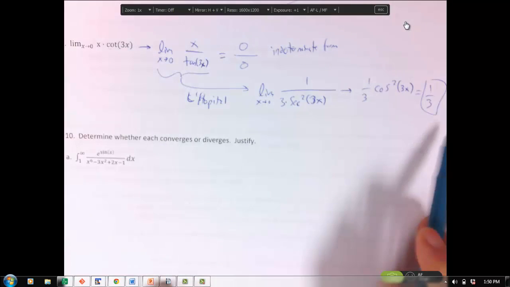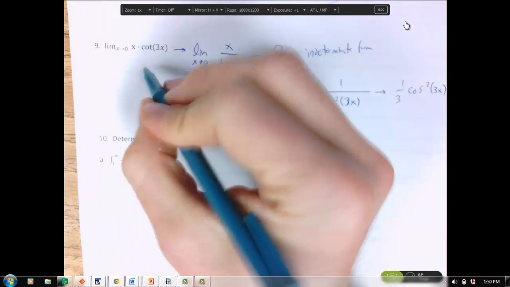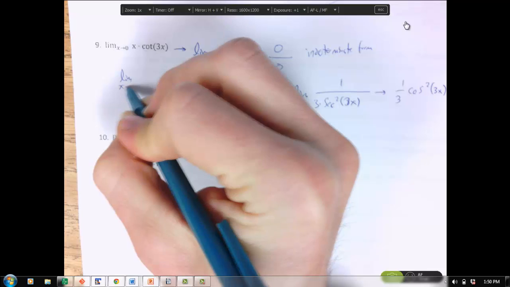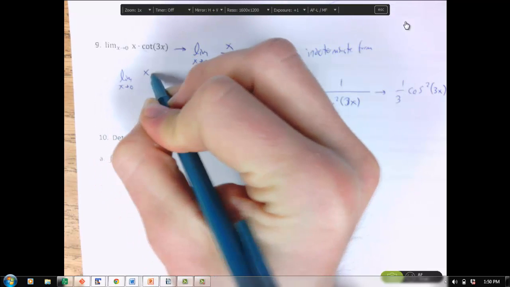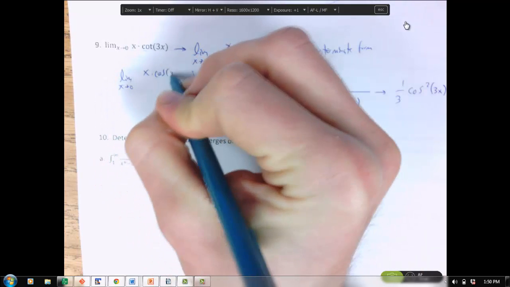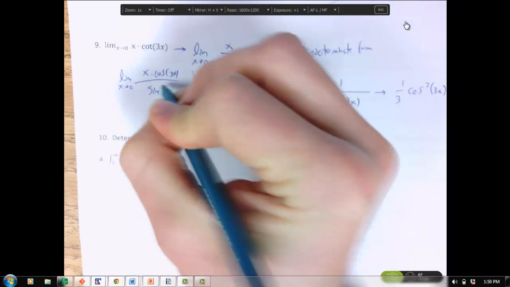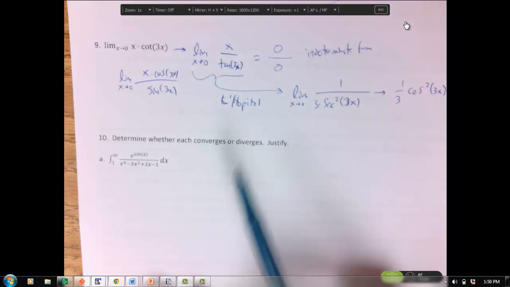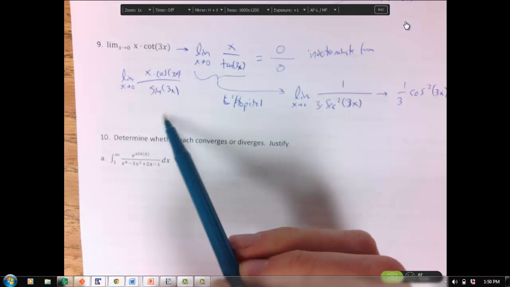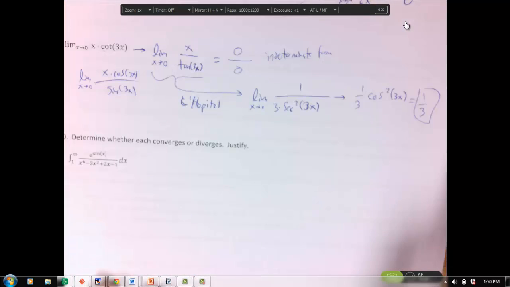This whole thing would have worked out as well if you'd rewritten the original one as limit x approaches 0 of x times cosine 3x over sine 3x. You could have applied L'Hopital to this as well, and it would have simplified out to give you 1/3.